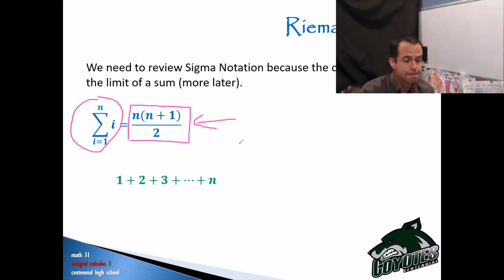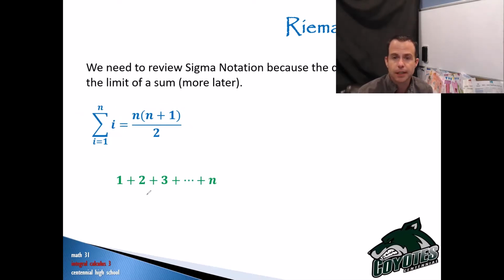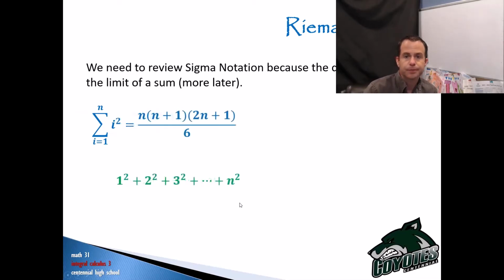Well, what if it was i squared? I just want to take my ink off and get my mouse back. Okay, i squared would be, your first term would be 1 squared, your second term would be 2 squared, your third term would be 3 squared, your fourth term would be 4 squared. And if I add them all together, it would actually become this formula.